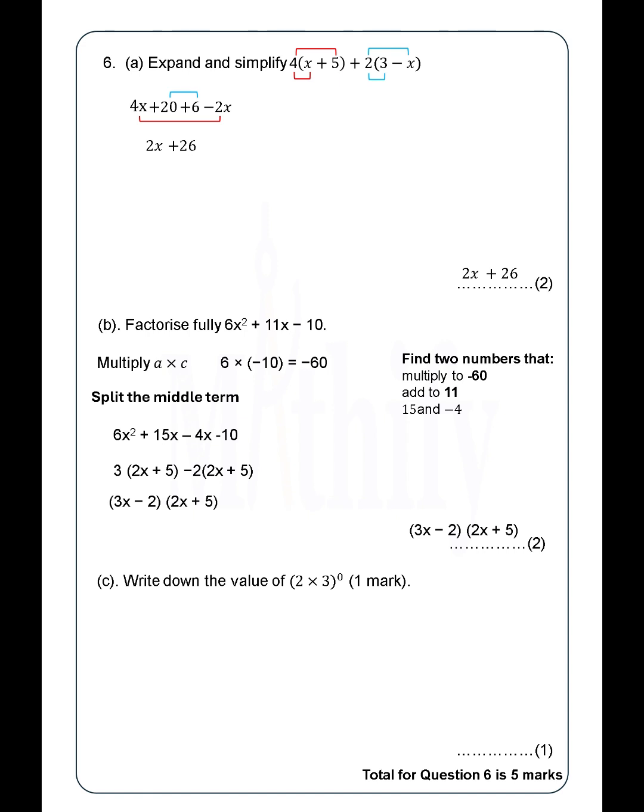Question 6c, write down the value of 2 times 3 to the power of 0. Remember, as per laws of indices, anything to the power of 0 is equal to 1. Therefore, the final answer is 1.